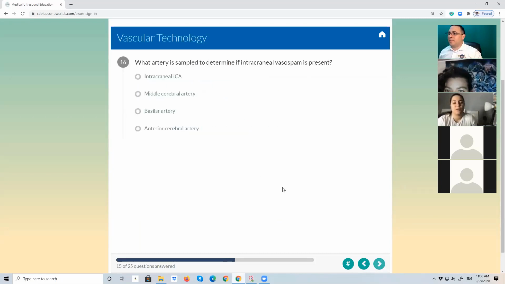What artery is sampled to determine if intracranial vasospasm is present? And this is the only one that could happen. I mean, that is involved with the vasospasm. It could happen with others. You can do it as well with the basilar one, but the main one is the MCA. MCA, right?